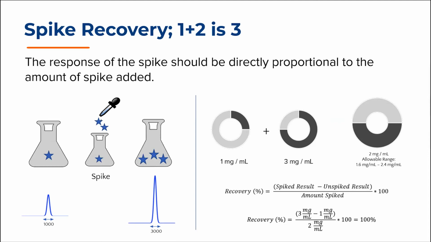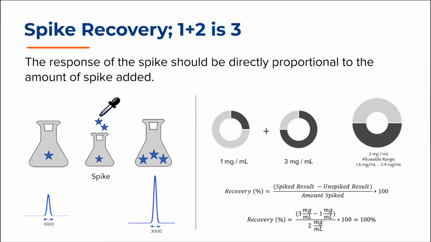We can now calculate the recovery of the spike experiment based on the recovery formula shown in the bottom right. The recovery tells us what percentage of the expected amount of the spike was measured or recovered from the spike sample, which establishes the accuracy of the method by demonstrating its ability to measure the expected or true result. Another way to visualize this spike recovery experiment is shown in the gauge charts on the left.